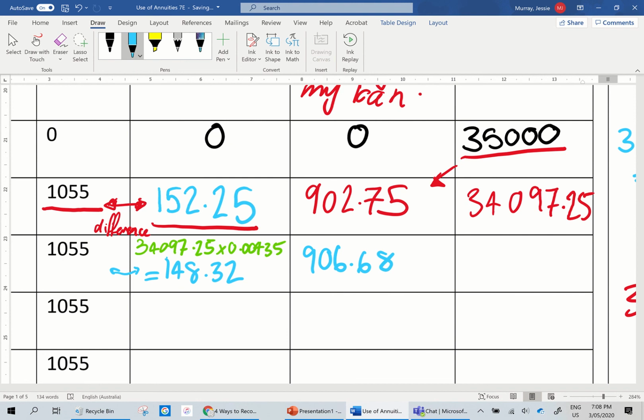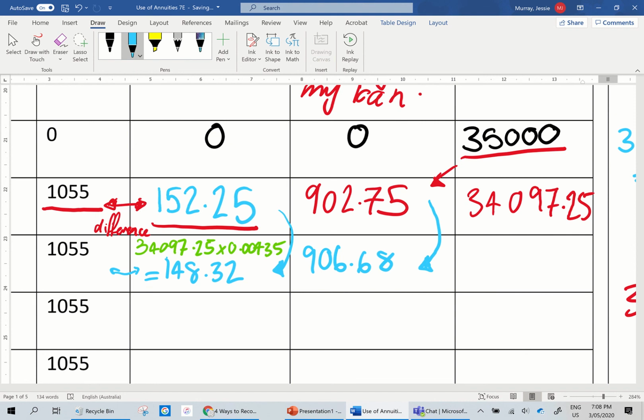Now, let's have a look at this. The interest that they have charged me has become smaller, which we knew because I have less owing on it, so there's going to be less interest charge. And because my interest is reducing each time, the amount I'm paying off the loan is increasing.